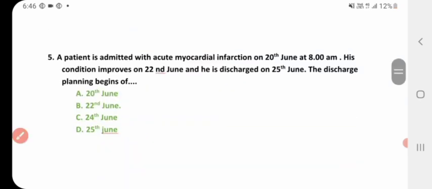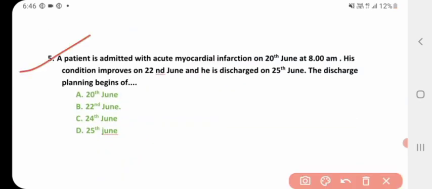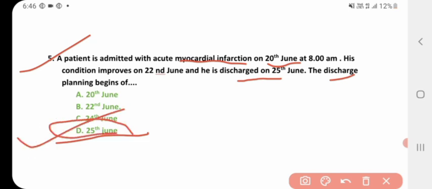Question number 5th. A patient is admitted with acute myocardial infarction on 20th June at 8 am. His condition improved on 22nd June and he is discharged on 25th June. So the discharge planning begins on 25th June. This is a very easy question. Question 5th, the answer is option D.